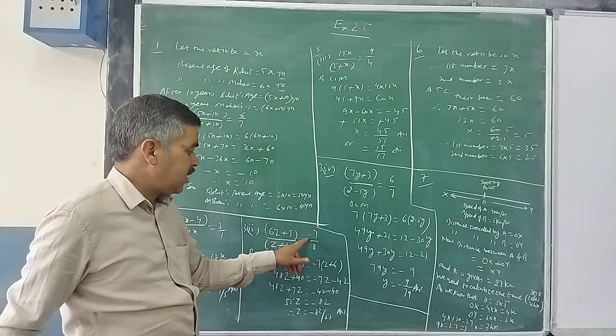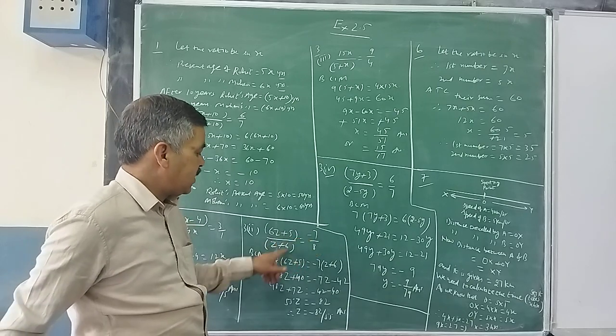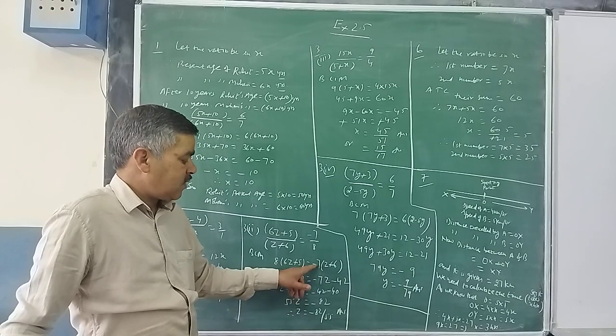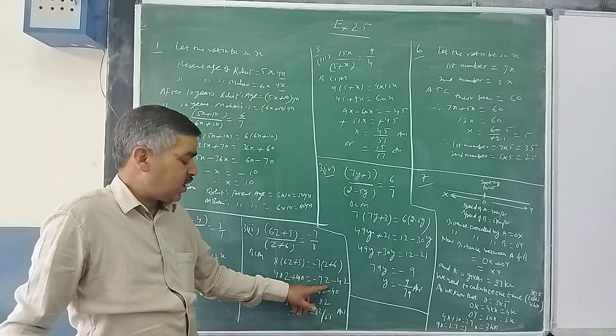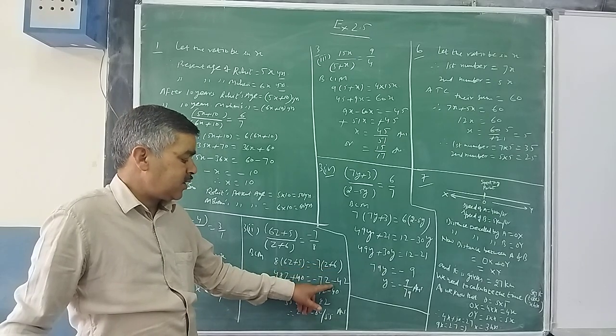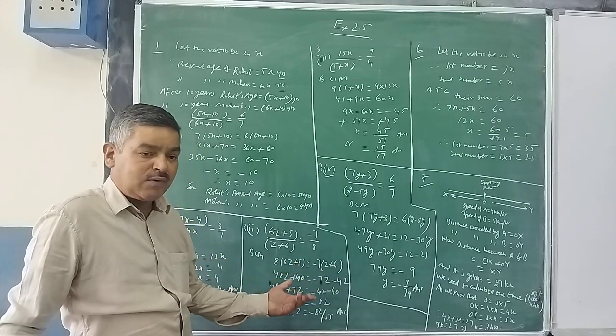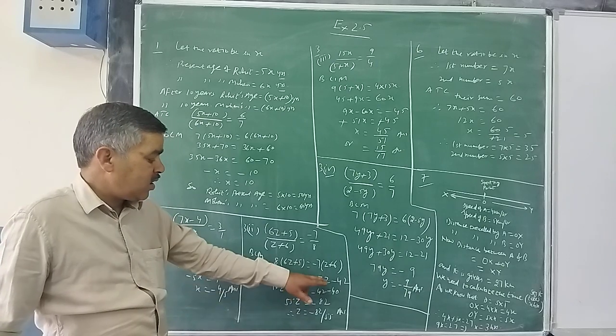Similarly, on this side, here it is already minus 7. So minus 7 into z plus 6: minus into plus is minus, 7 into z will make it 7z. Minus into plus, again it is minus, and 7 into 6 will give you 42. Now we are all comfortable to solve this equation.